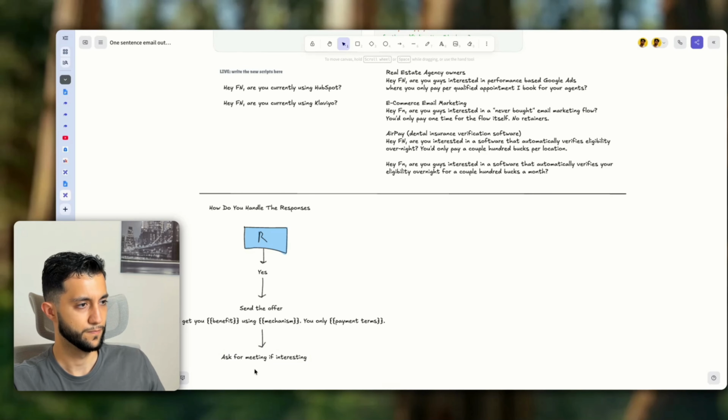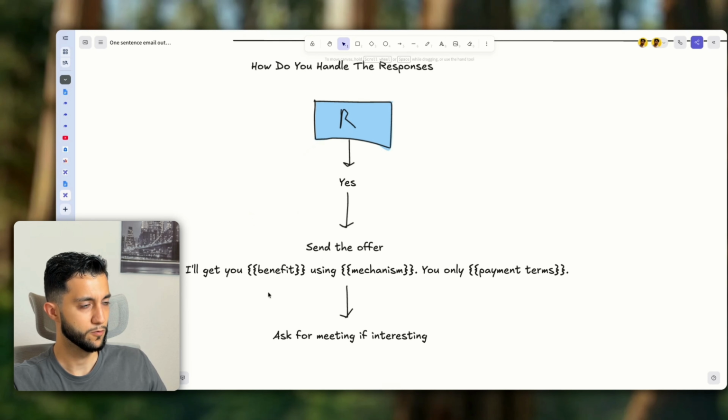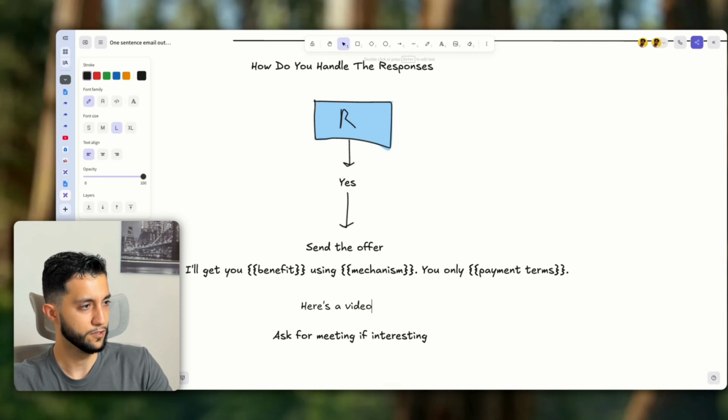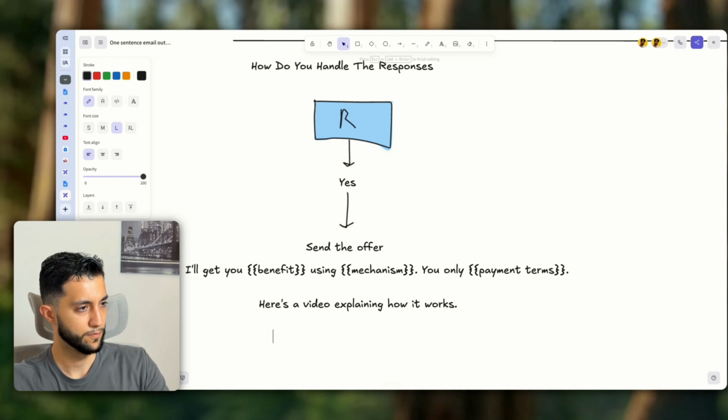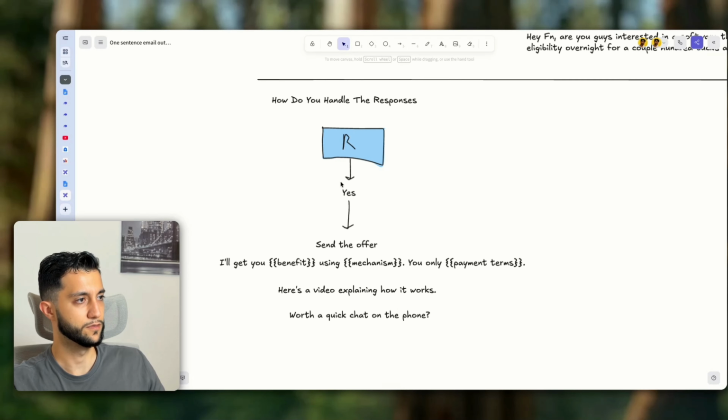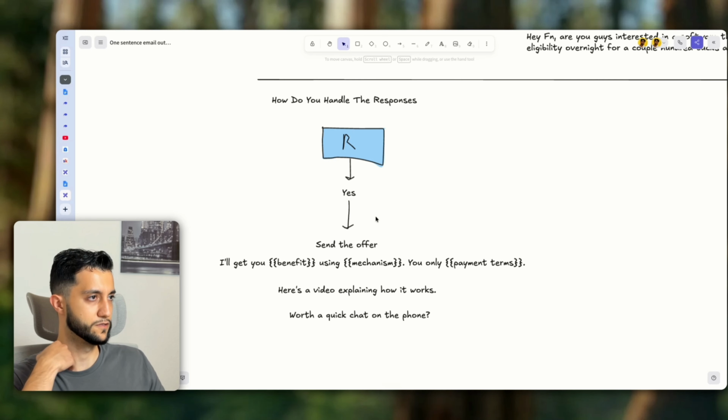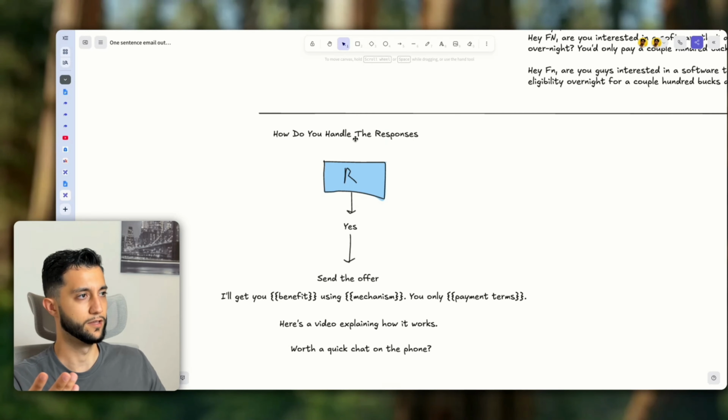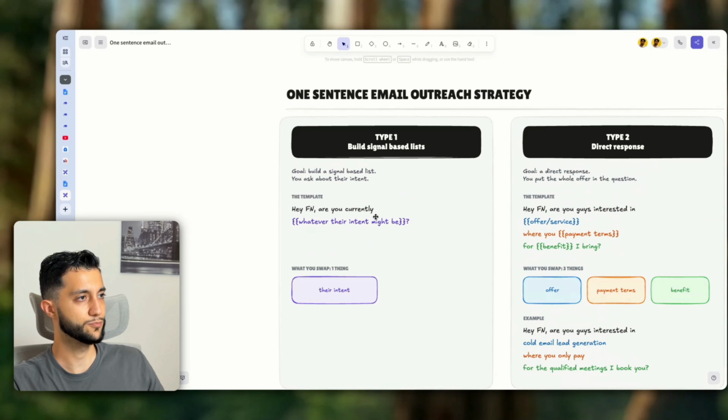You could combine this as well with a... wait, let's actually treat this as one thing. So send the offer means I'll get you benefit using mechanism. You only pay, you only have these payment terms. Here's a video explaining how it works. And then worth a quick chat on the phone. You could do this immediately after you get the yes, right? This is the strategy for this. This is how you handle these responses. And you could automate this pretty well.